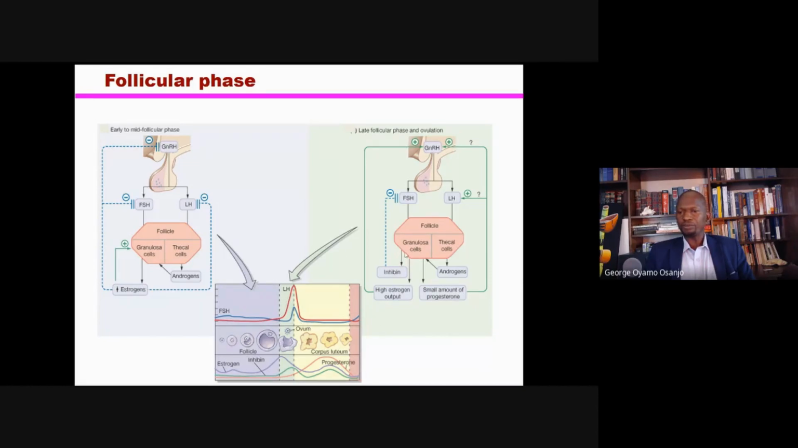The LH has a number of functions. One, it stimulates the maturation of the ova. So you have the completion of the first meiotic division, and that is the final step in the oocyte maturation. And it also stimulates the production of prostaglandins and proteolytic enzymes that are responsible for ovulation. So you have eventual extrusion of the ovum from the Graafian follicle.